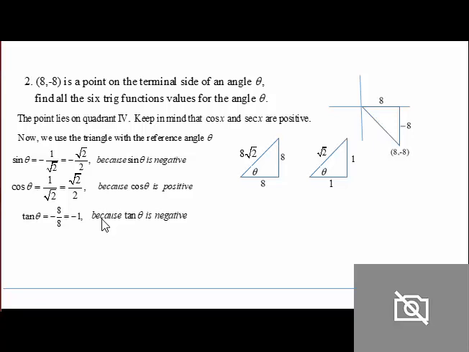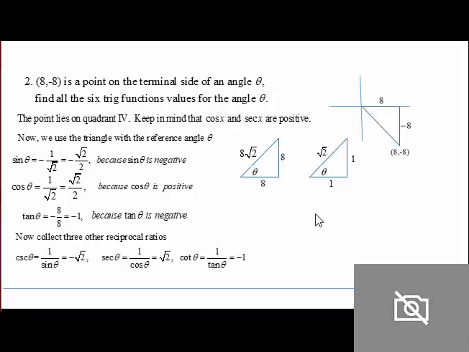Now the remaining 3. Sine, cosine, and tangent have reciprocals: cosecant, which is the reciprocal of sine. So if you reciprocate this number you get radical 2. Sine is negative, so cosecant is negative. Secant is positive because cosine is positive. Cotangent is negative because tangent is negative. So you are done.